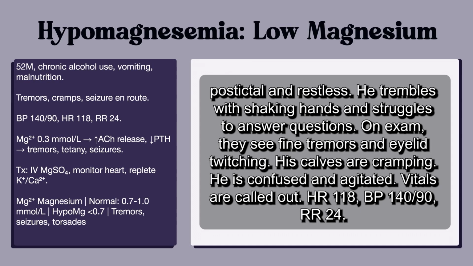On exam, they see fine tremors and eyelid twitching. His calves are cramping. He is confused and agitated. Vitals are called out. Heart rate is 118. Blood pressure is 140/90. Respirations are 24.